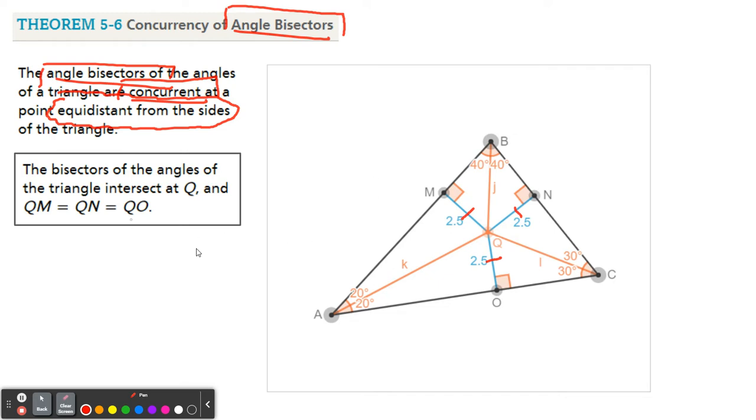So again, in this picture, Q being that point of concurrency, Q to M equals Q to N equals Q to O. Q to the sides are equidistant.